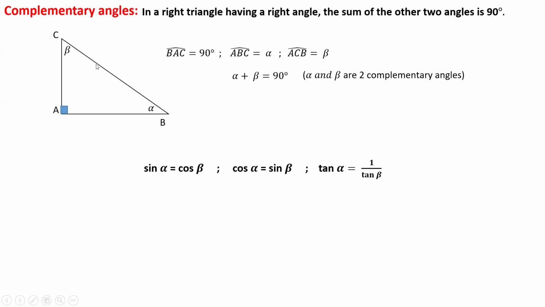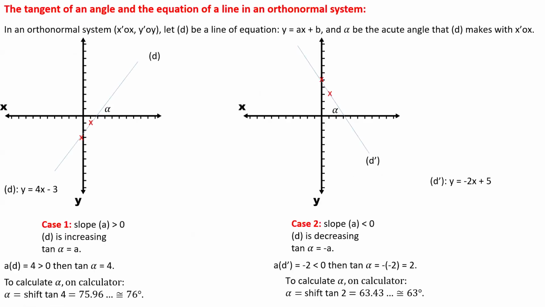So if we add this angle with this angle, their sum is 90 degrees. Why? Because 90 plus 90, the sum of angles in a triangle is 180 degrees. So alpha and beta are two complementary angles since their sum is 90 degrees. If we have such a drawing, we can use sine alpha is equal to cosine beta, and cosine alpha is equal to sine beta. Tangent alpha is equal to 1 over tangent beta. These are rules that can be directly used when talking about complementary angles.